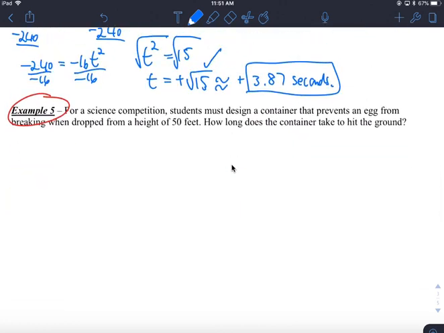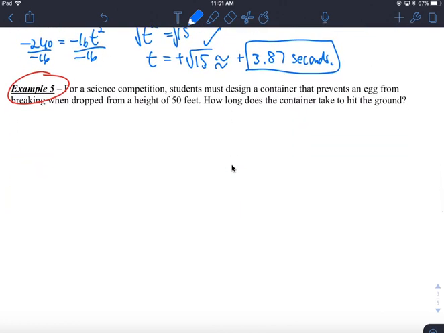All right, so let's look at another example, example 5. Similar thing. Again, you'd use this equation: h equals negative 16t squared plus h sub 0, where h is the height after t seconds, and h sub 0 is the initial height. So let's read this prompt. For a science competition, students must design a container that prevents an egg from breaking when dropped from a height of 50 feet. How long does it take the container to hit the ground? Very, very similar, almost the exact same setup, just different numbers and a slightly different prompt.